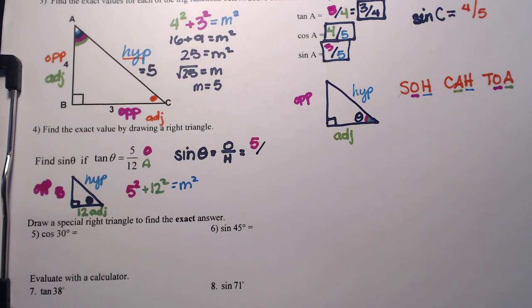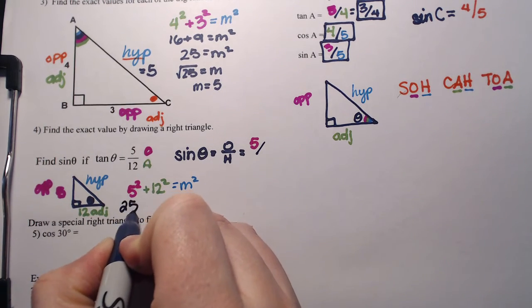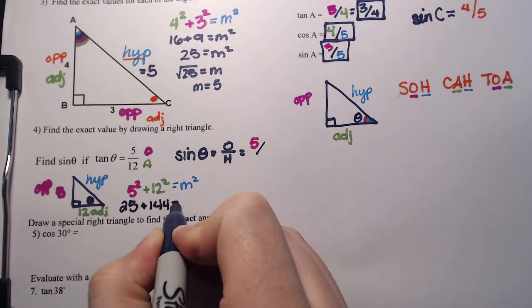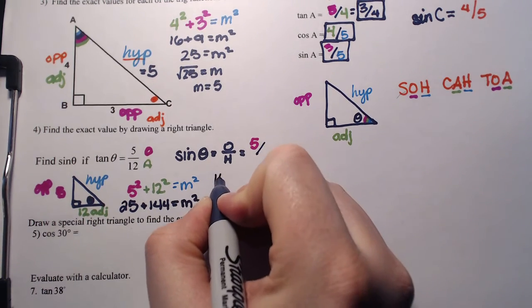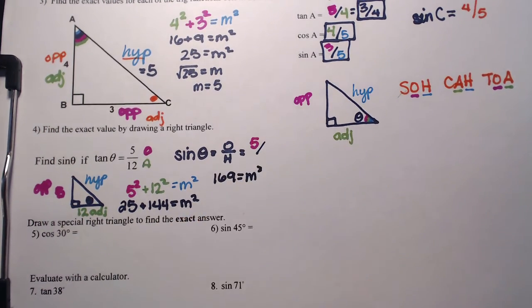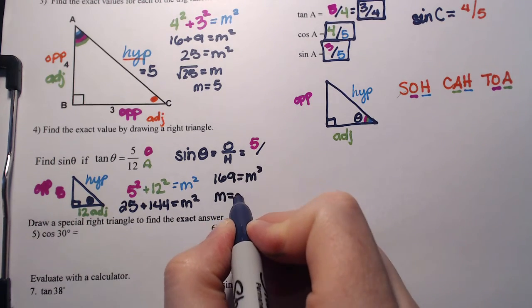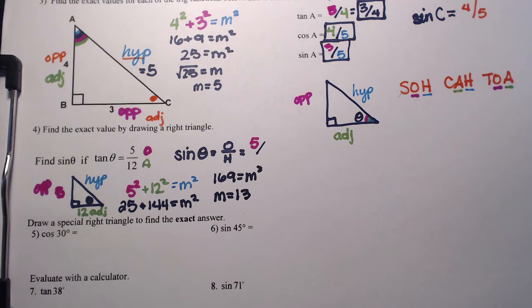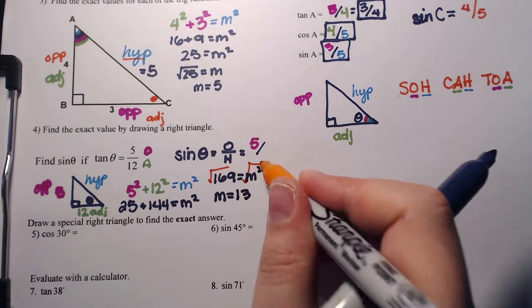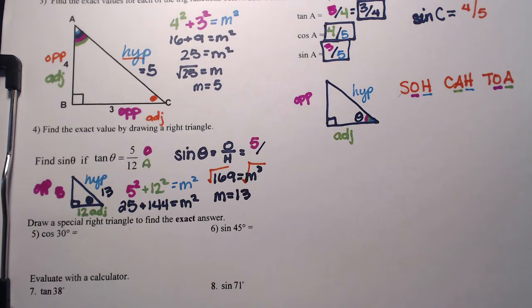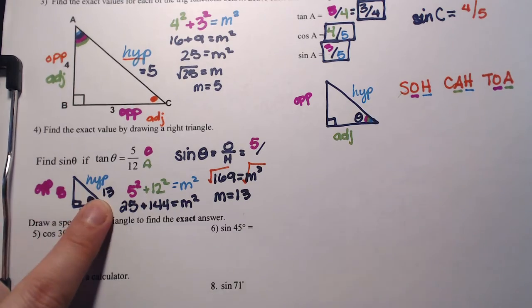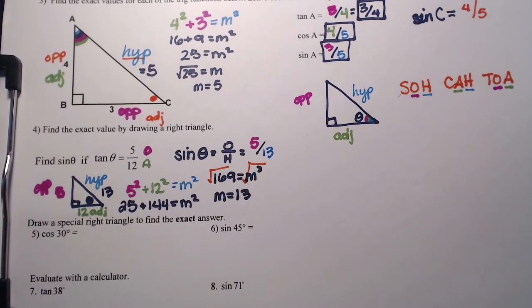And then we have 25 plus 144 equals missing side squared. So then 169 equals missing side squared. Take the square root of both of those and you get 13. So that means that the hypotenuse is 13. So sine of the angle is opposite over hypotenuse, or 5/13. And then that's your answer.